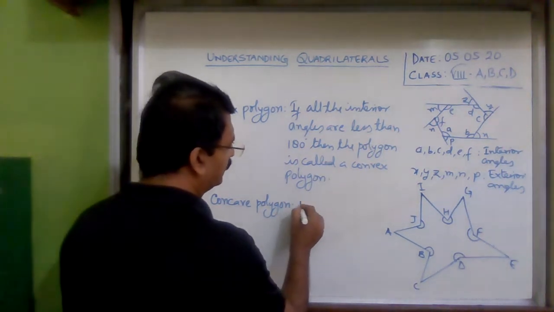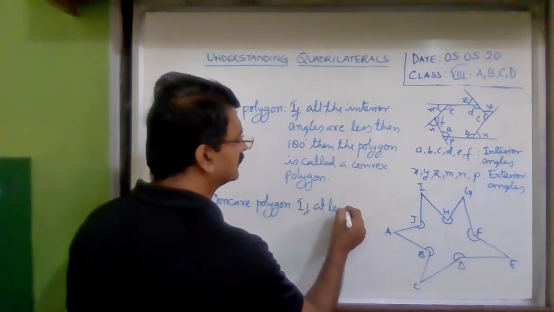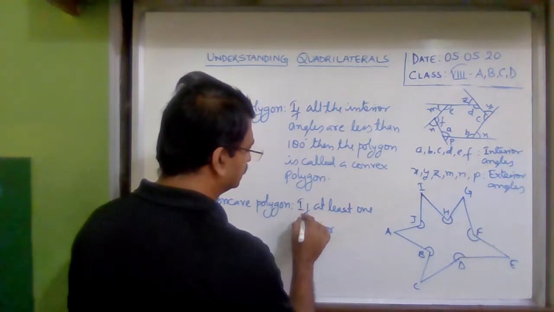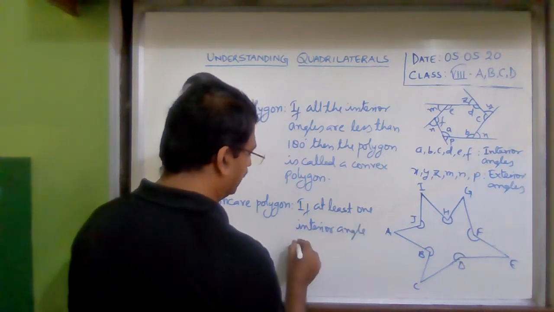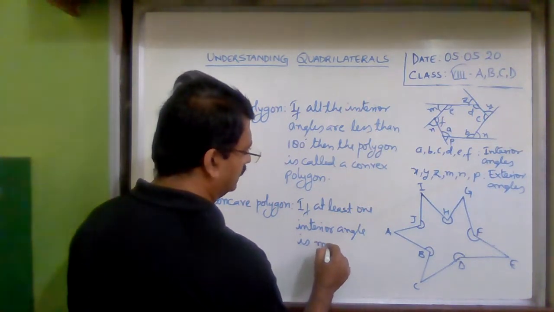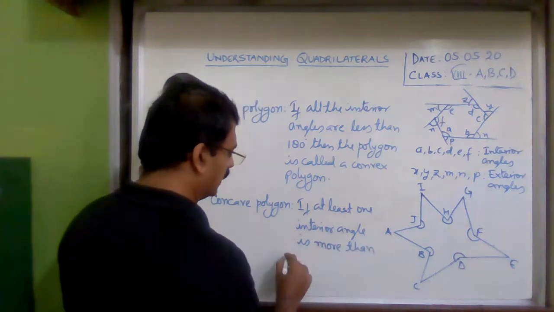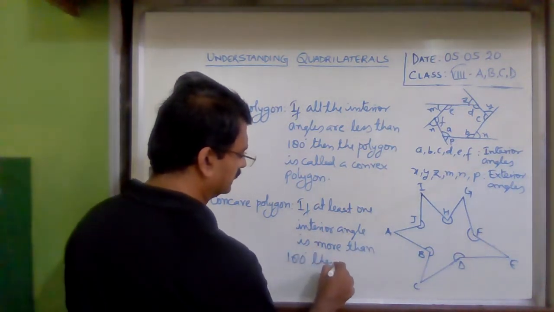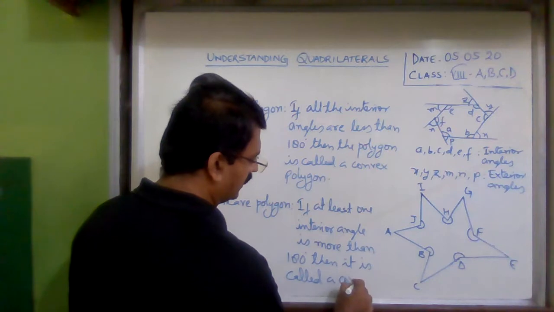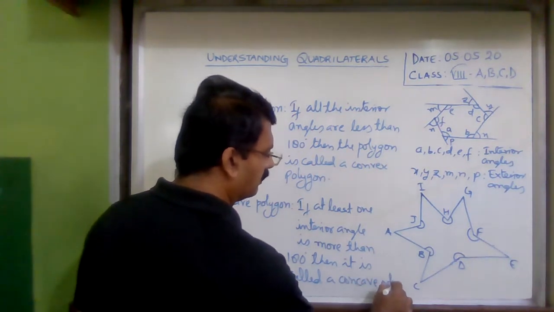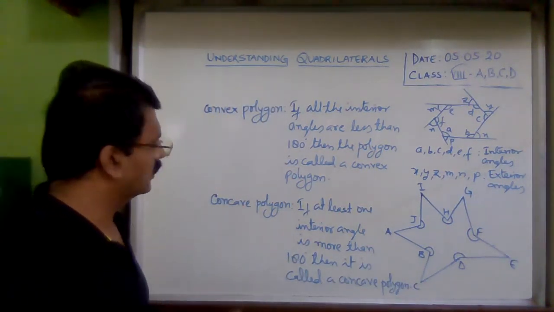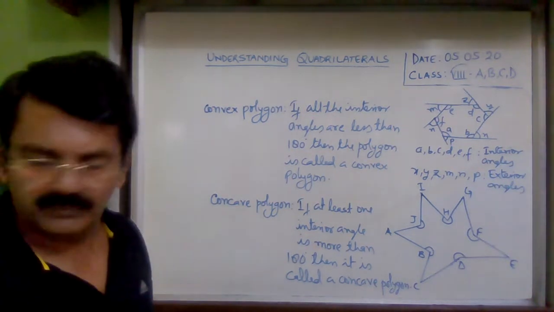So if at least one interior angle is more than 180 degrees, then it is called a concave polygon. So I hope it is clear what convex polygons and concave polygons are. Clear?